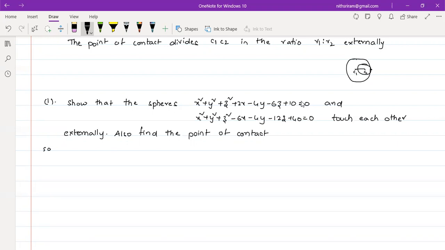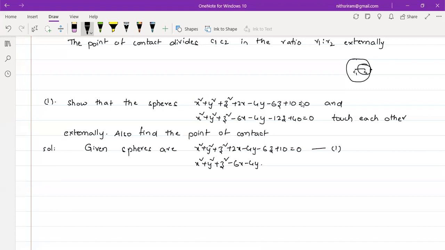So coming to the solution, first we have to write the given spheres. So the given spheres are, the first one is x square plus y square plus z square plus 2x minus 4y minus 6z plus 10 is equal to 0. So treat this as 1. And the second sphere is x square plus y square plus z square minus 6x minus 4y minus 12z plus 40 is equal to 0. So treat this as the second equation.